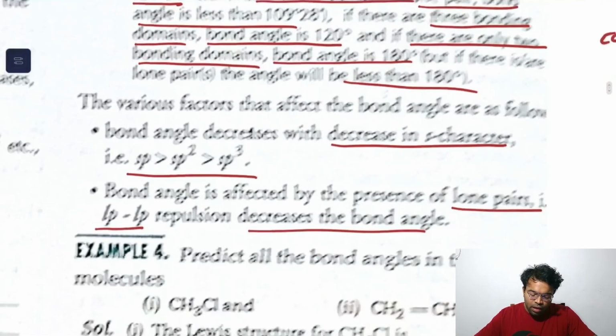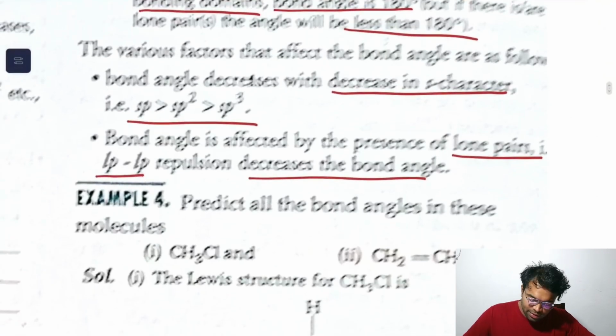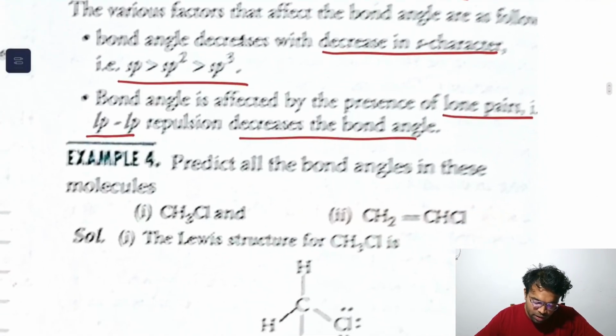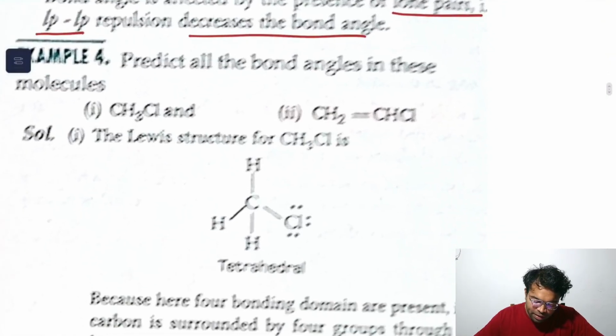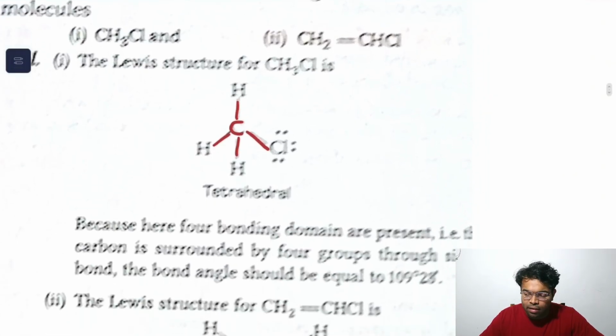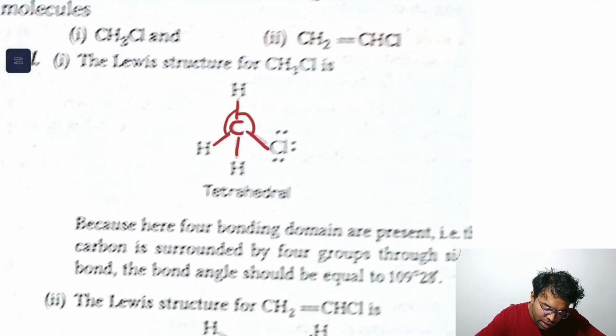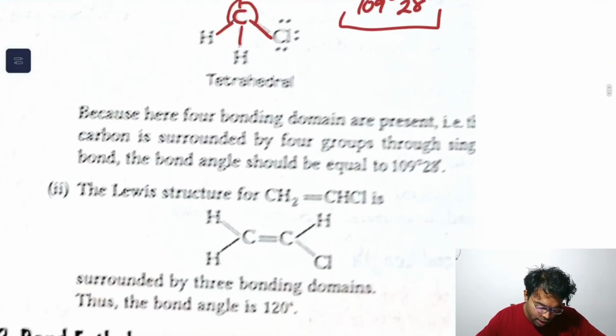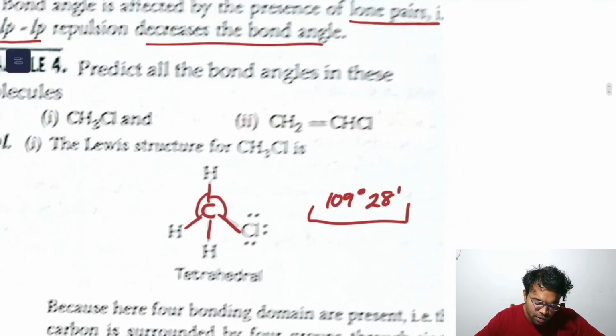Next, predict all the bond angles in these molecules. CH3Cl. CH3Cl is a tetrahedral structure, because carbon does not have any lone pair of electrons, so one hydrogen, one hydrogen, one hydrogen, and one chlorine all of them basically take the four positions of carbon. So each and every single angle will be equal to 109 degrees and 28 minutes. We will learn more about this in the next section.